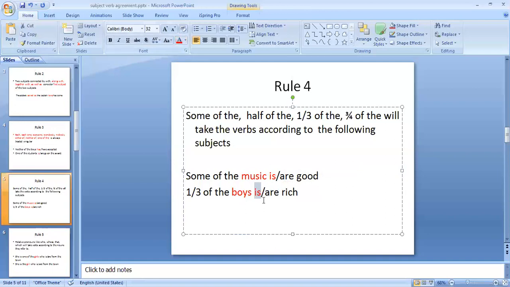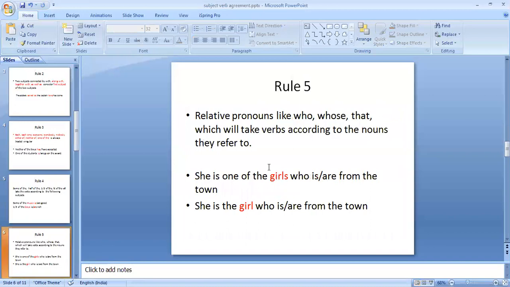So please understand, when the subjects start with some of the, one third of the, one fourth of the, half of the, the verb will be decided according to the following thing. The following thing here is music. So the music is singular, so is. Some of the boys, when the sentence is like this, boys will be plural, am I right? So some of the boys is plural, so the answer is are. So one third of the, some of the, half of the will decide the verb according to the following things. This is rule number 4 and rule number 5.